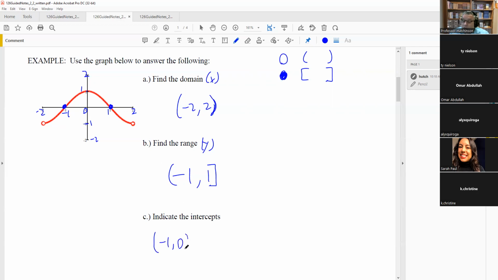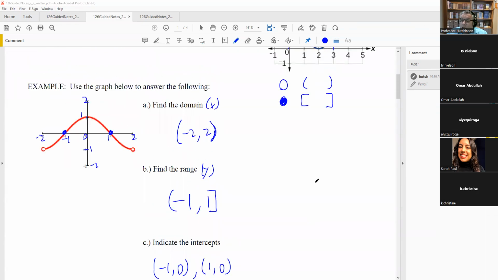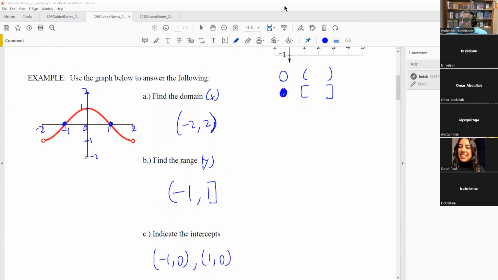So I'm just going to list those down. I have (-1, 0) and then I have (1, 0). Okay, so I'm just listing all the intercepts off of the graph on that one. And that's all that this question asks for. So again, you're just reading off the graph itself.